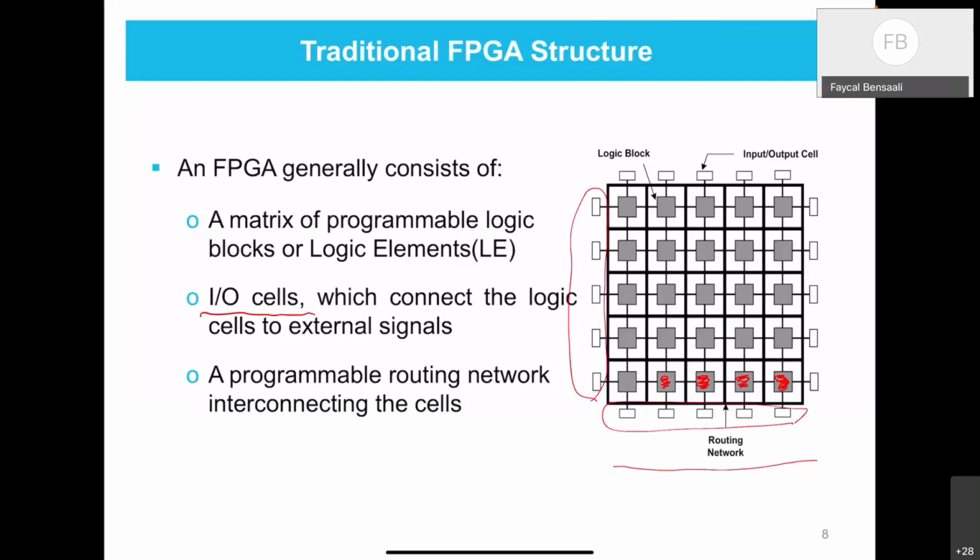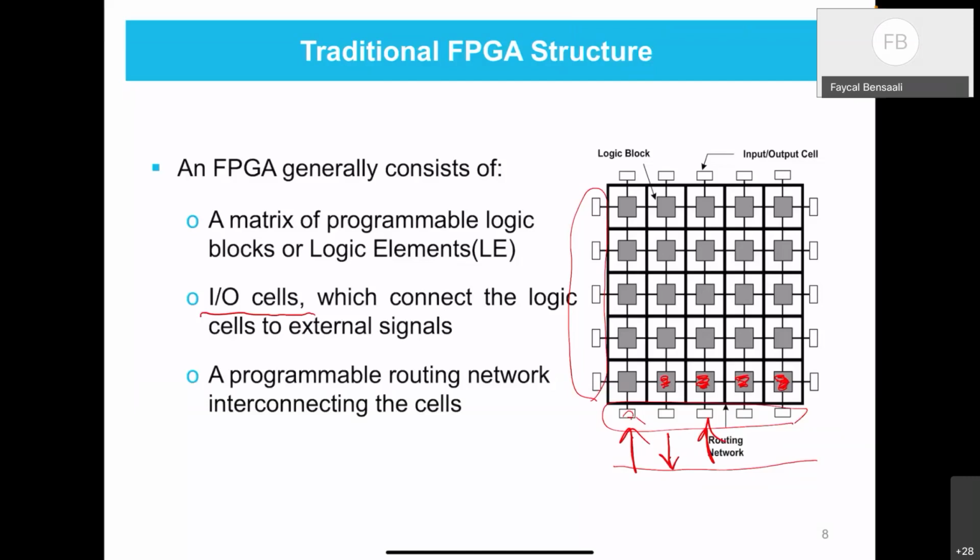Those are used because the FPGA is a chip, so we will have inputs and outputs. Those will be connected to the input-output pins of the FPGA. And then we have the programmable routing network interconnecting the cells. Those are the lines that you see here between the cells.